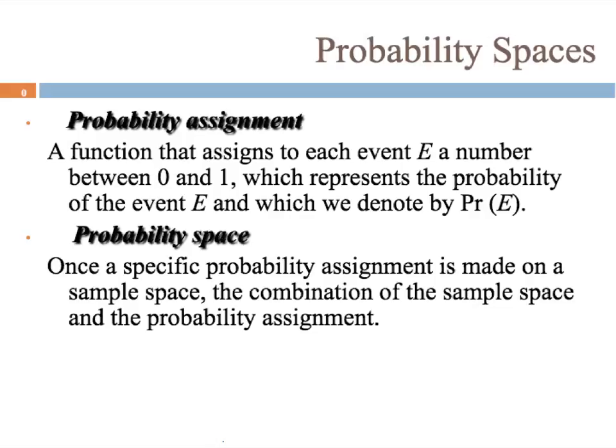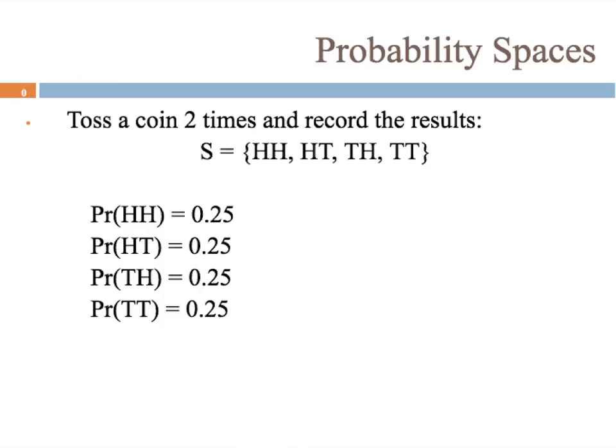And the probability space, this is just once we have our assignments made, this is the combination of the sample space and the probability assignment. Now we can work with probability assignments pretty easily. Let's say we toss a coin 2 times and record the results. We've worked with this example plenty of times already. So heads, heads, heads, tails, tails, heads, and tails, tails. So sample space of size n equals 4.